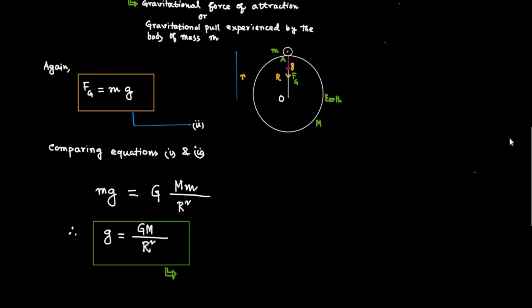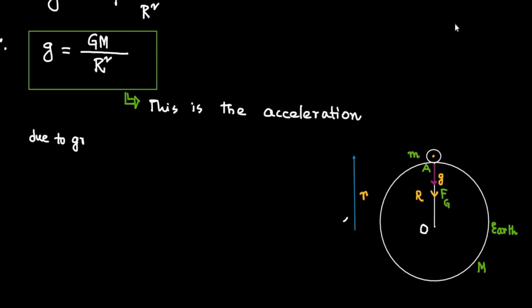This is the acceleration due to gravity at the point A on Earth's surface.